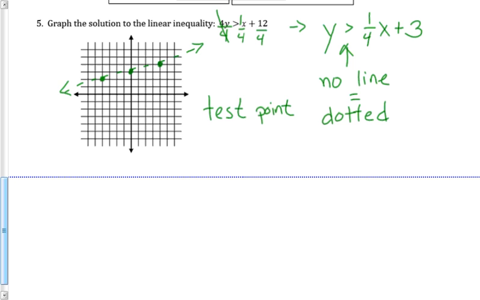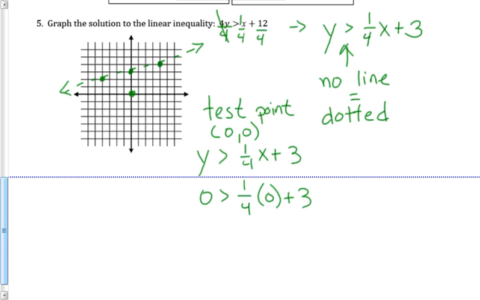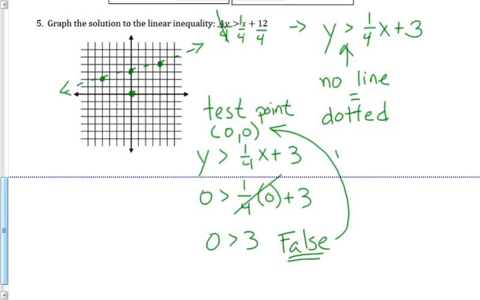If possible, always do a test point of 0, 0. The only time you cannot do this is if the line goes through the origin, in which case you would pick a different point. 0, 0 is the easiest one to use. So I'm going to take my equation, and I'm going to plug in 0 for y, 0 for x, and simplify. 0 times 1/4 is 0. So we get 0 greater than 3. This is false. Because this is false, it means that that is not a solution.